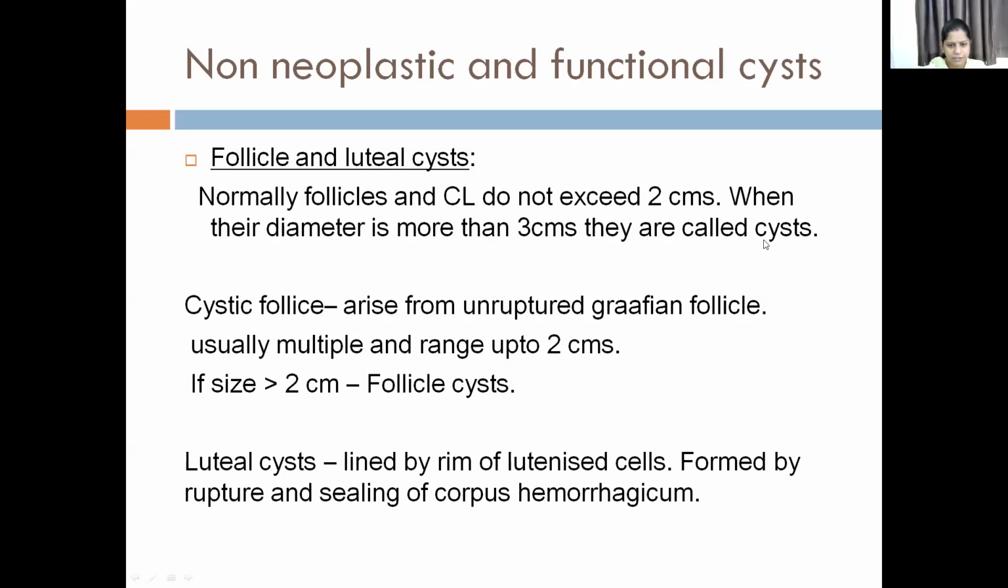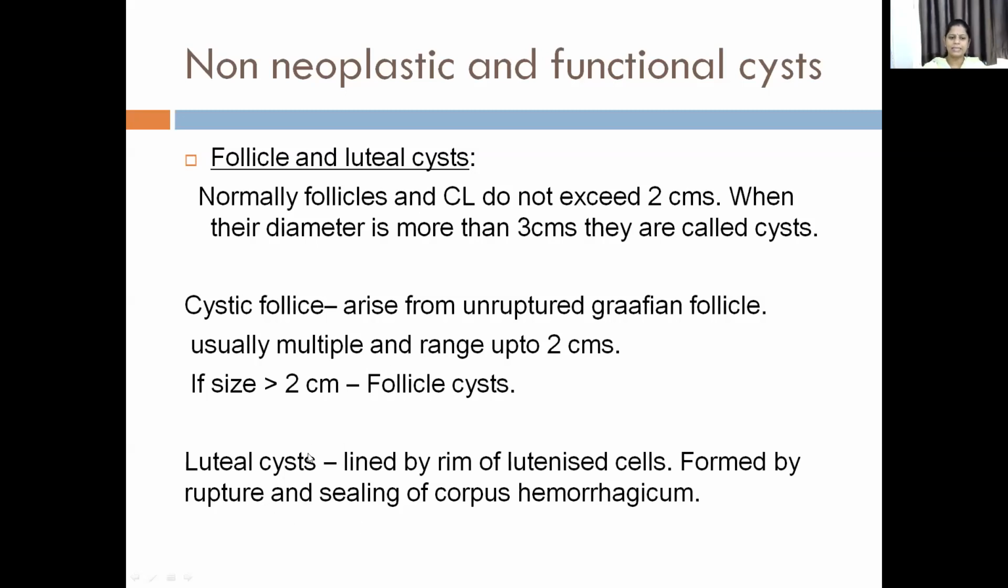Cystic follicles arise from the unruptured Graafian follicle. They are usually multiple and range up to 2 centimeters. If the size is more than 2 centimeters, you call them follicular cysts. So there are two entities: cystic follicles, when they are below 2 centimeters, and follicular cysts, when more than 2 centimeters.